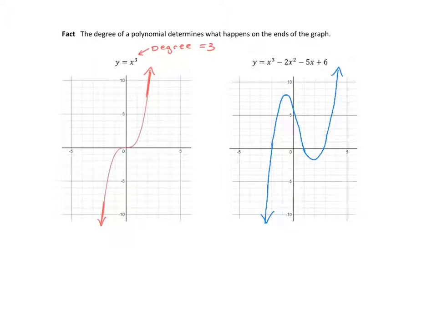So if we look at the ends of the graph, this side is going down, and this side is going up. That's no surprise, and that's because of this x cubed. So an odd degree means the ends of the graph go in opposite directions, and then it's these extra terms that just mean the middle of the graph is going to be a little bit different.